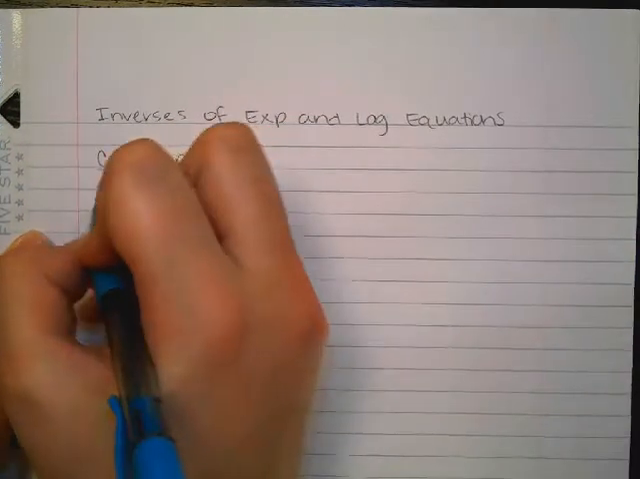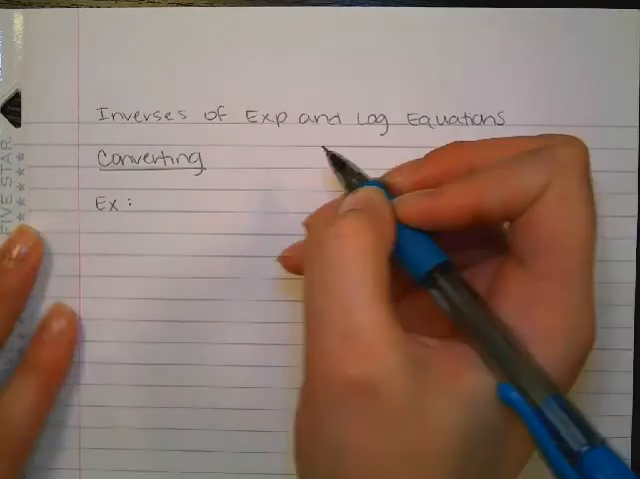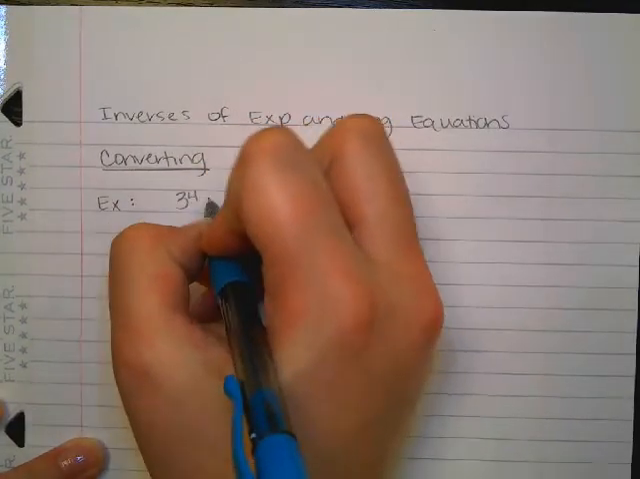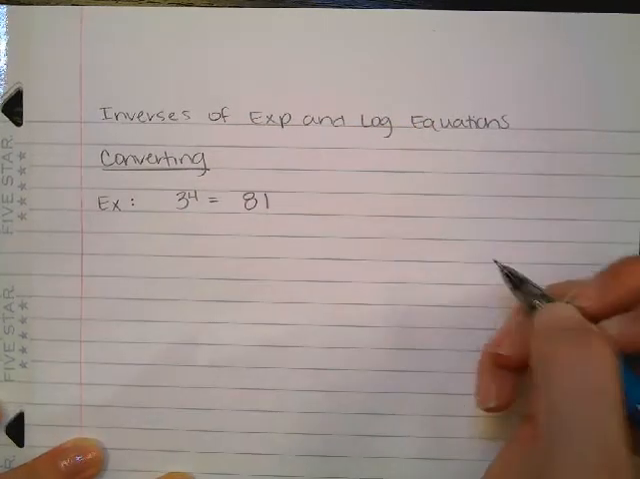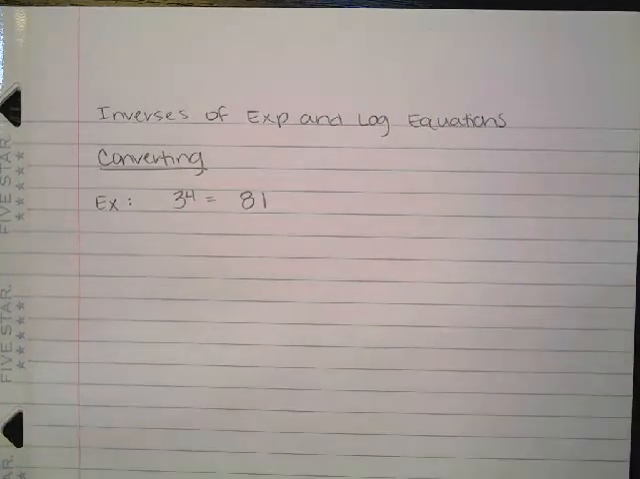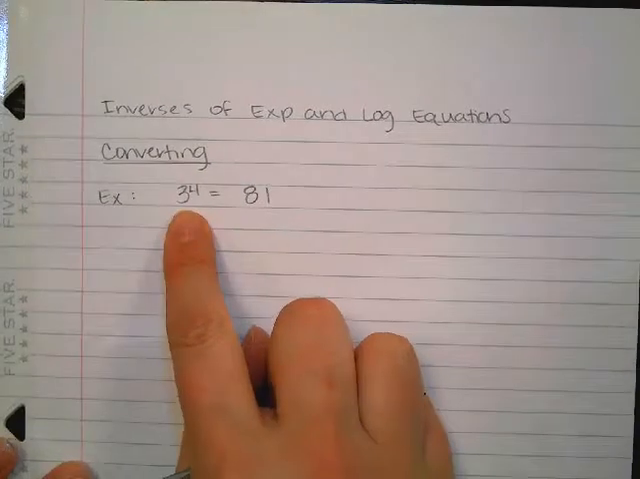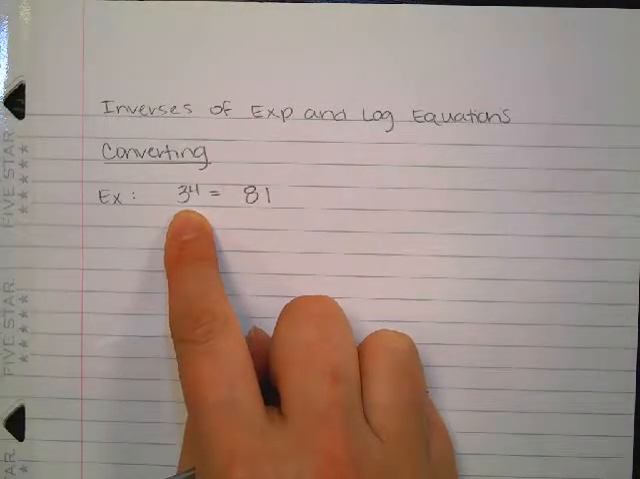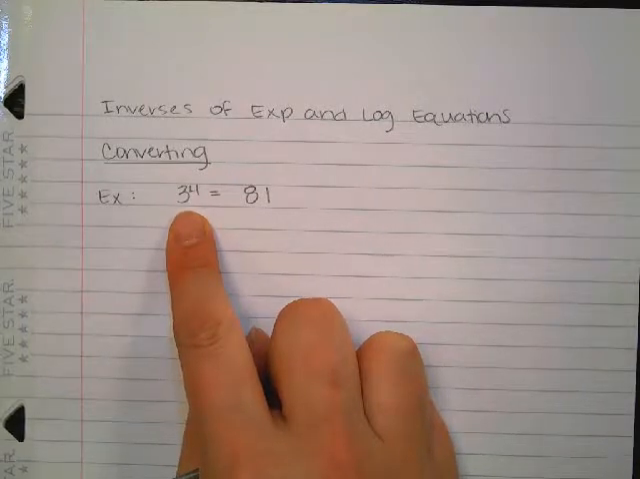For our first example, if we had the exponential form 3 to the 4th equals 81, we want to convert it into log form. Then we're going to do the inverse of exponential form, and that's going to convert it into log form because logs and exponentials are opposites of each other, exactly the same way that addition and subtraction are opposites, and multiplication and division are opposites.